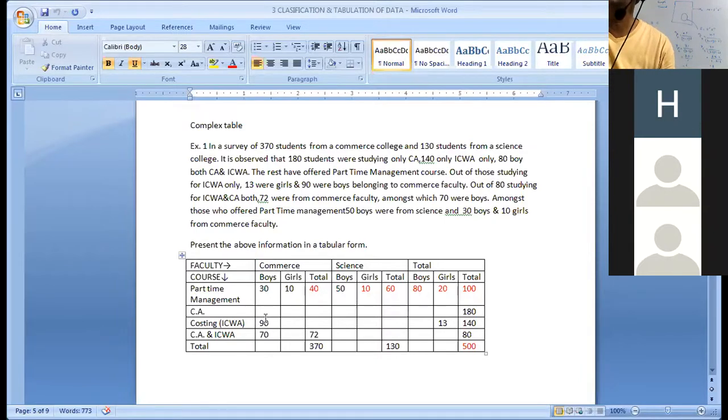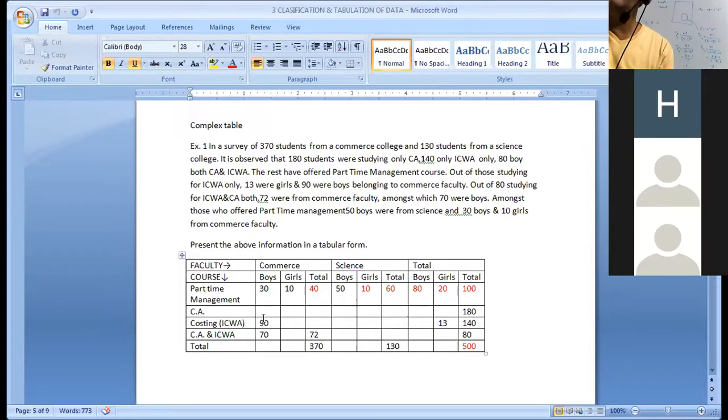So out of 80, is it clear this part? Why is this 90 here? Yes, sir. 90 is because 90 were boys. They were boys belonging to commerce faculty who are doing costing. So that figure will be here.